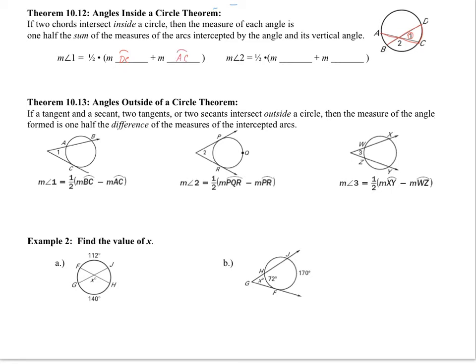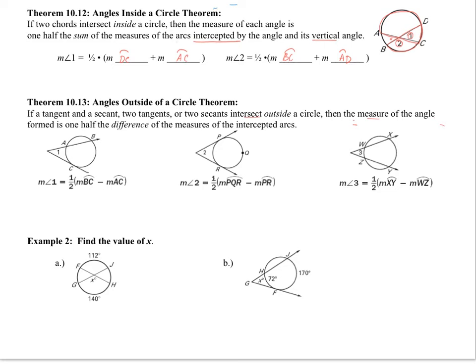So DC will be one of the intercepted arcs and AC the arc intercepted by the vertical angle. And angle 2 will be equal to half times the sum of the measures of arc BC and arc AD.